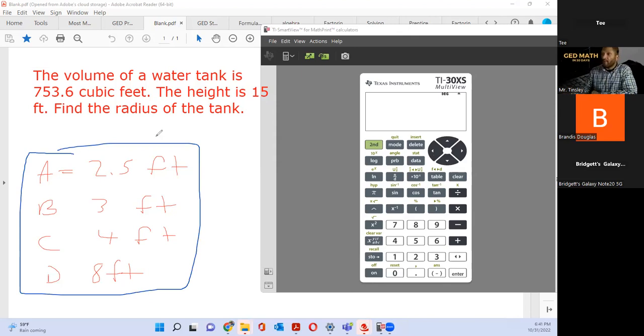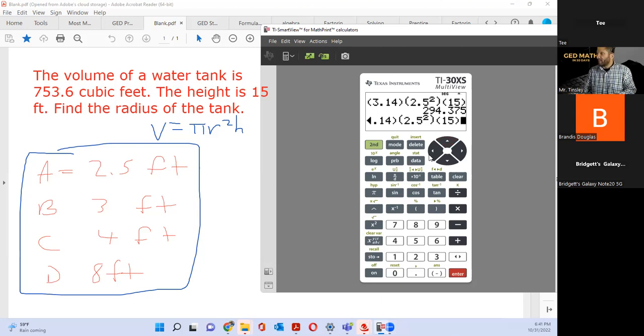So we know V equals pi r squared h. We got that from our formula sheet. So we're going to do pi, which is 3.14, times r squared. We'll use the first one, 2.5 squared, times the height, which is 15. Let's see if I get 753.6. Did I get 753.6? Nope. So guess what? I go back up into that original formula. I hit enter. I changed that 2.5 to 3 because that's my next answer. Delete the rest out.